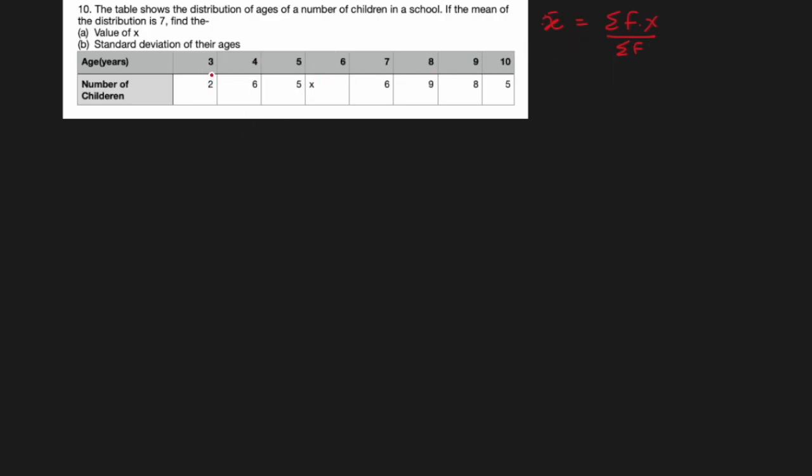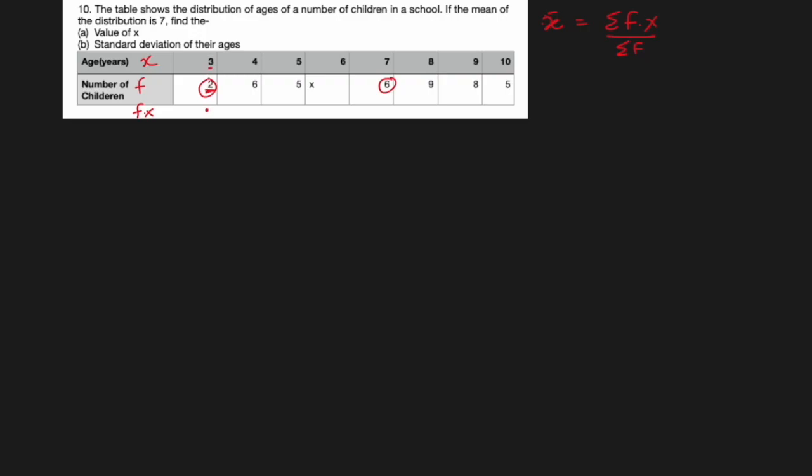What it means is that there are 2 children who have an age of 3. There are 6 children who have an age of 7. And that's what we will use here. If we multiply this 2 with 3, that means we are adding the ages of these 2 children: 3 plus 3 is 6. That's how we get sigma fx. So let me add another row of fx. Here, f is multiplied with x. This is x, this is frequency f.